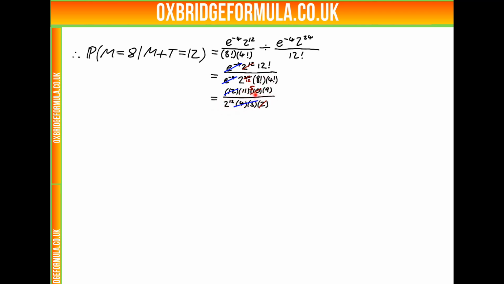And we can see 11 times 5 times 9 evaluates to 495, and 2 to the 12 is equal to 4096. So that is the final answer, and that's our probability.